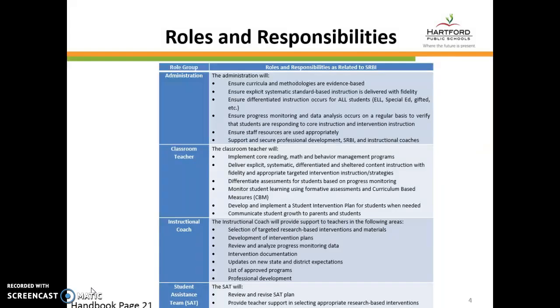I hope today that you have a better understanding of what SRBI and the structure looks like. And I thank you for your time and look forward to learning with you as we launch our professional learning community.